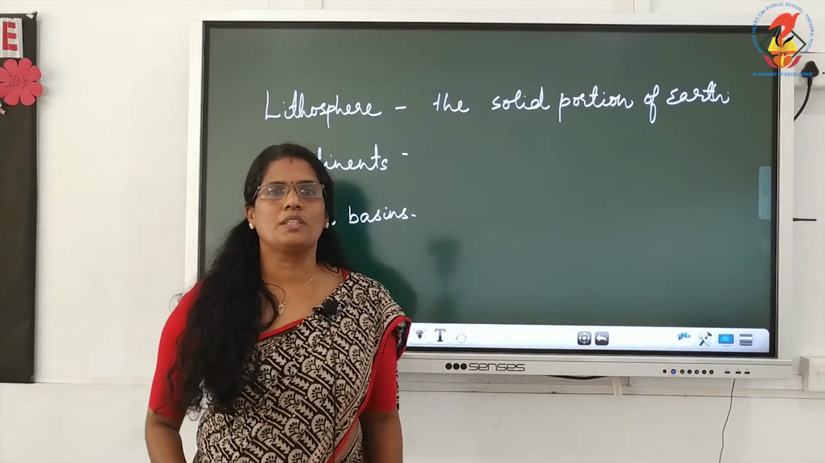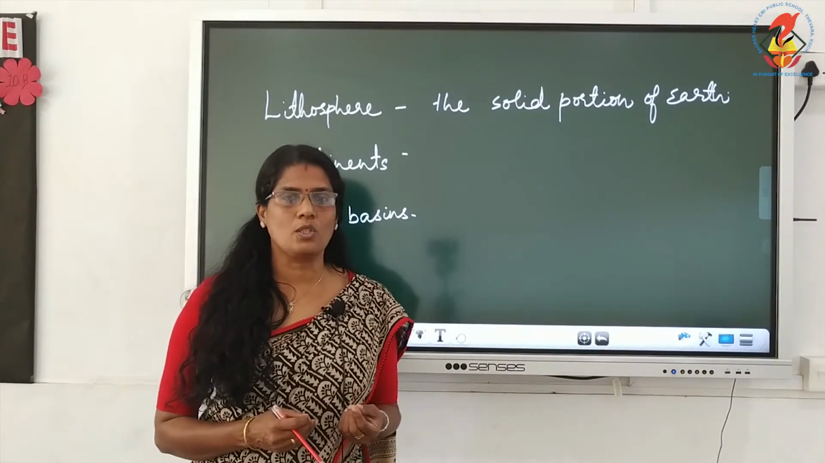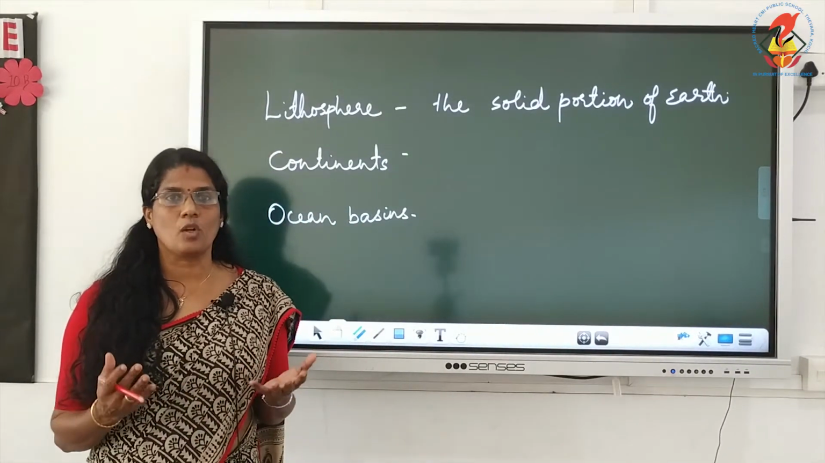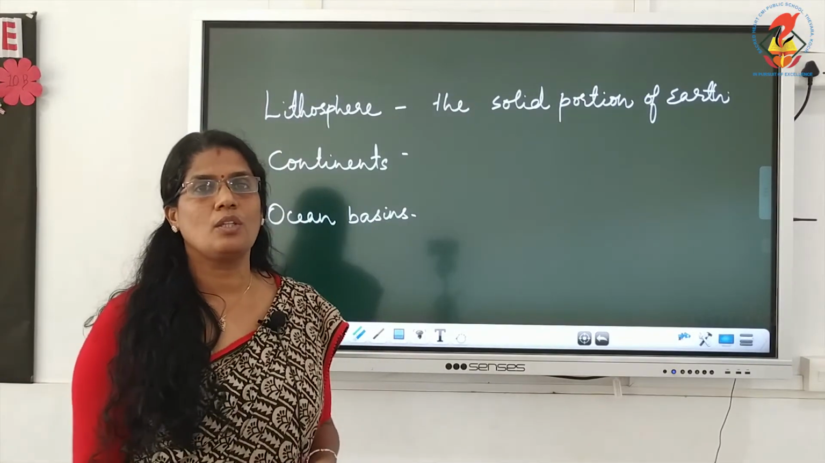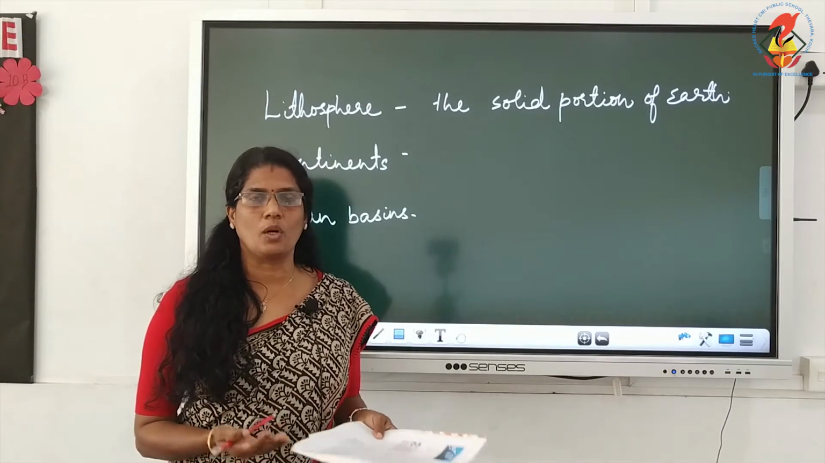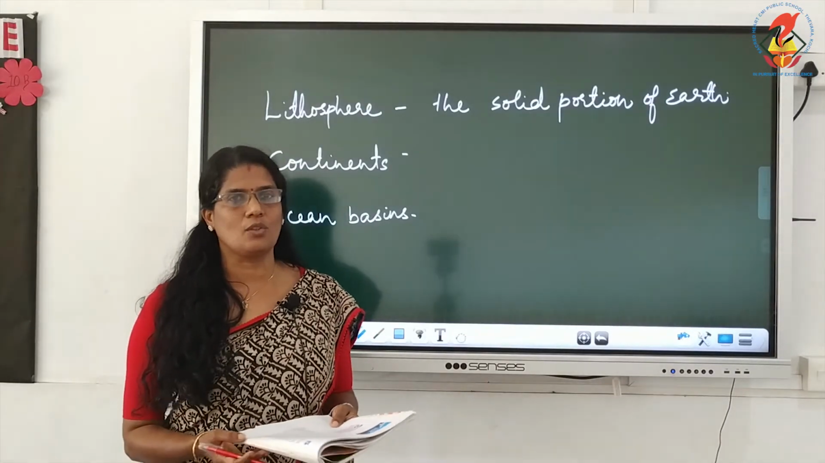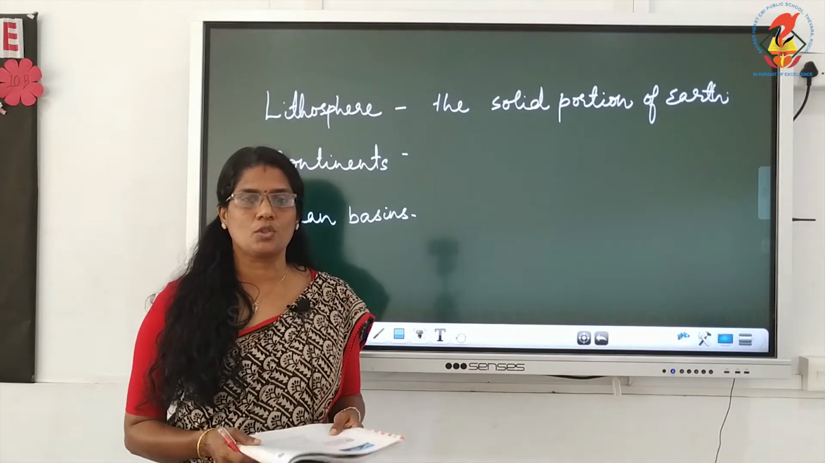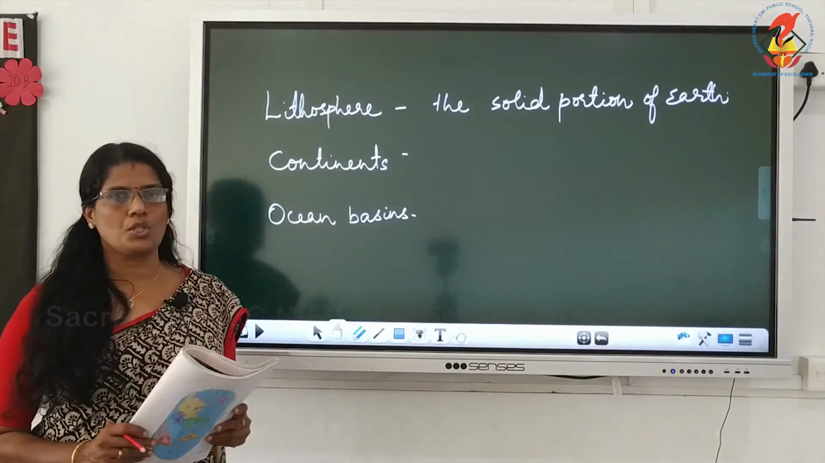Lithosphere, we already know it is a solid part of the earth which has a thin layer of soil and a lot of rocks. It has a land terrain in which you can find nutrient soil where we do cultivation, where we build houses. Constructions are done in the lithosphere. Now lithosphere has 2 major divisions. One is continents, another one is ocean basins.